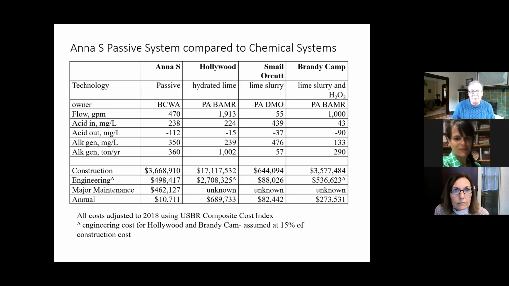So I actually got from the DEP costs for the Hollywood and the Brandy Camp treatment plants, which are operated by AMR, and the Orchid Schmale site, which is operated by the Knox District Mining Office. We got all kinds of numbers for that. The only thing missing is we don't know design costs, so I just guessed at 15% of construction. There's no major maintenance for those sites because we don't know how often they're going to have to rebuild clarifiers and rebuild equipment, but we know annual costs.